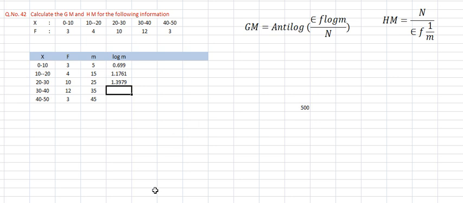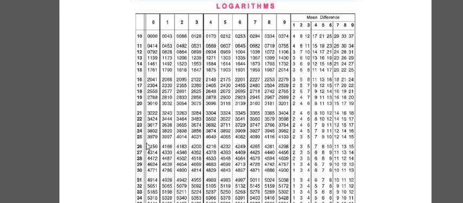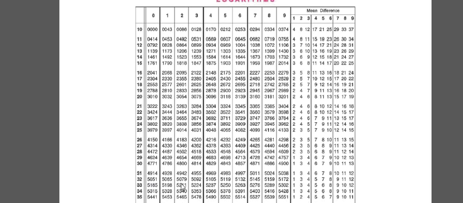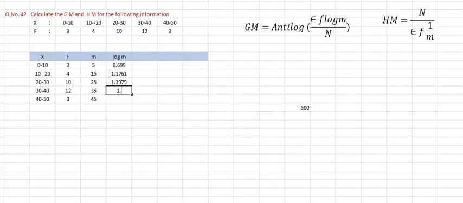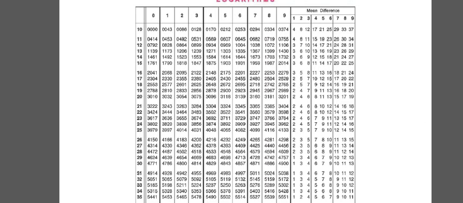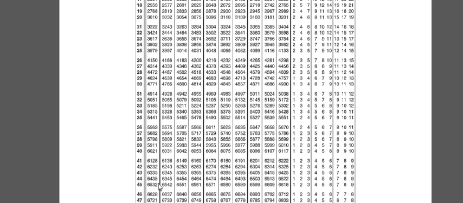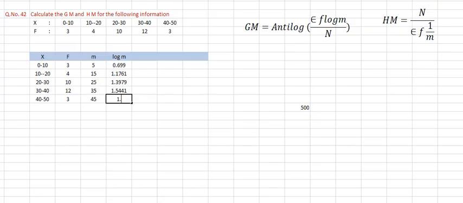Similarly, 35 means 2 places minus 1 is 1. 350 you have to find, and 350 is here: 5441. Then 45 means what? 45 means 2 places minus 1 is 1. Then 450 is 6532. You see here, 6532. So this was the number.